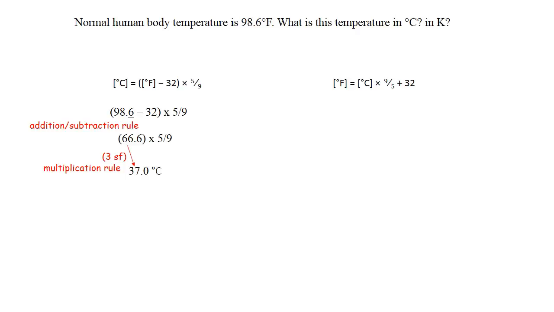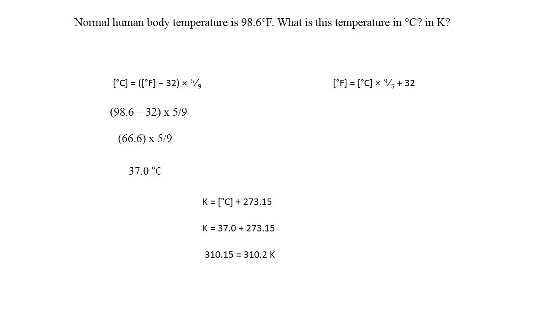Now, if we take 37.0 degrees Celsius and convert that into Kelvin, which is the second half of the problem, we're going to add 273.15 to get the temperature in Kelvin. We're going to take 37.0 and add that to 273.15. That gives us 310.15. And we need to round it to the tenths place, because the number 37.0 is not accurate to the hundredths place. It is only accurate to the tenths place. So we end up with 310.2, and that is the addition-subtraction sig fig rule.